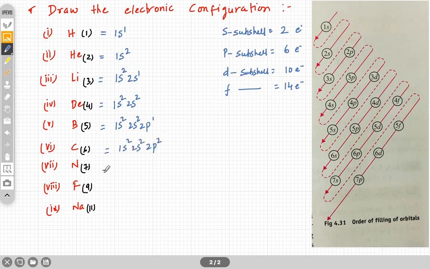For carbon, 1s2, 2s2, 2p2. Nitrogen, 1s2, 2s2, 2p3. Fluorine, 1s2, 2s2, 2p5. And sodium, 1s2, 2s2, 2p6, 10 electrons. Then after 2p, the next higher is 3s. So 1 electron left, 3s1.